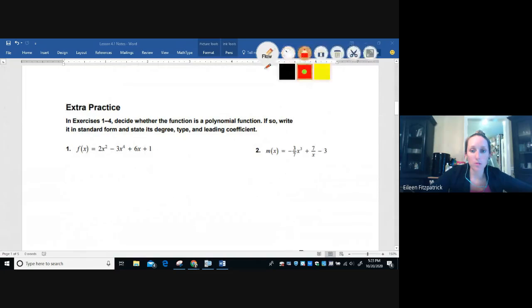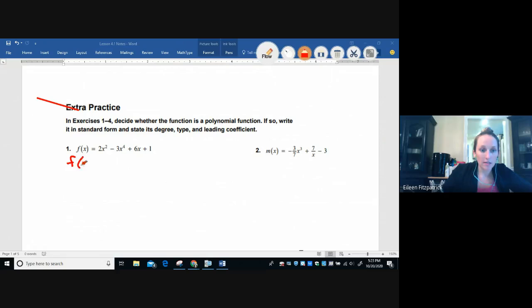Before you determine whether it's a polynomial function, it's probably best to write it from highest degree to lowest. So ignore that. We have f of x equals, highest degree is this term here, so negative 3x to the 4th. Then I go to my square term, so plus 2x squared. Then I go to my x term, so plus 6x, and then just the plus 1.